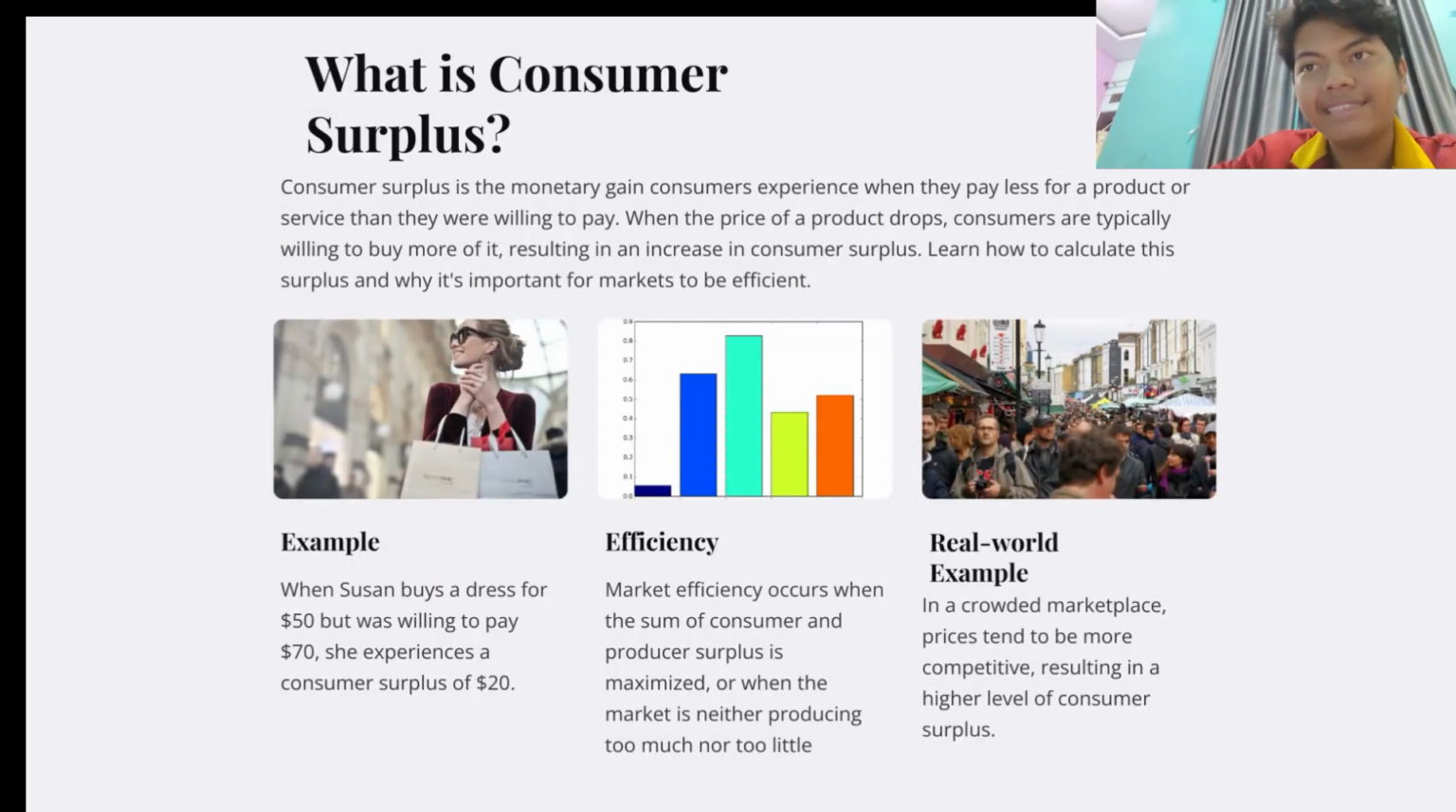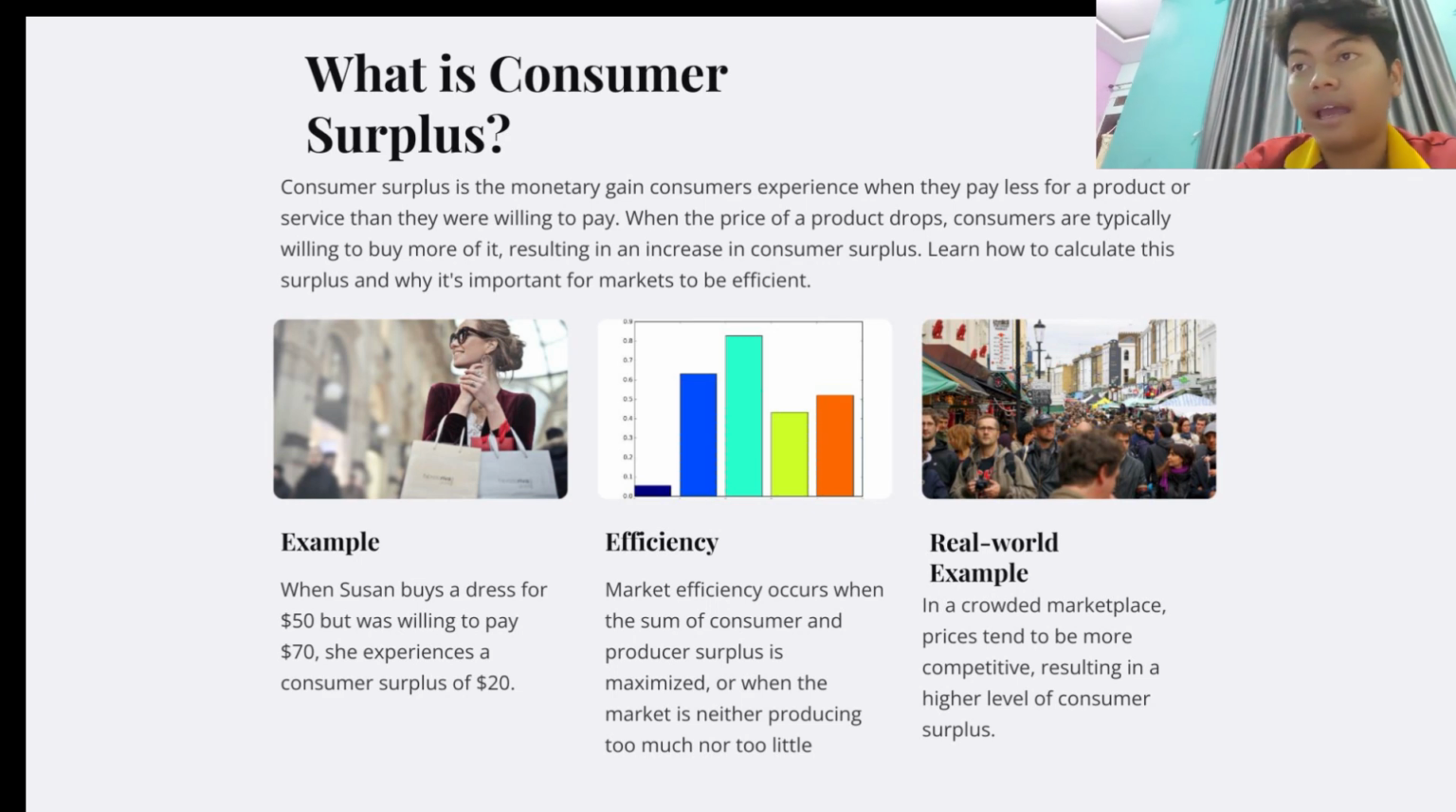Consumer surplus is the monetary gain consumers experience when they pay less for a product or service than they were willing to pay. When the price of a product drops, consumers are typically willing to buy more of it, resulting in an increase in consumer surplus. Learn how to calculate the surplus and why it is important for markets to be efficient.